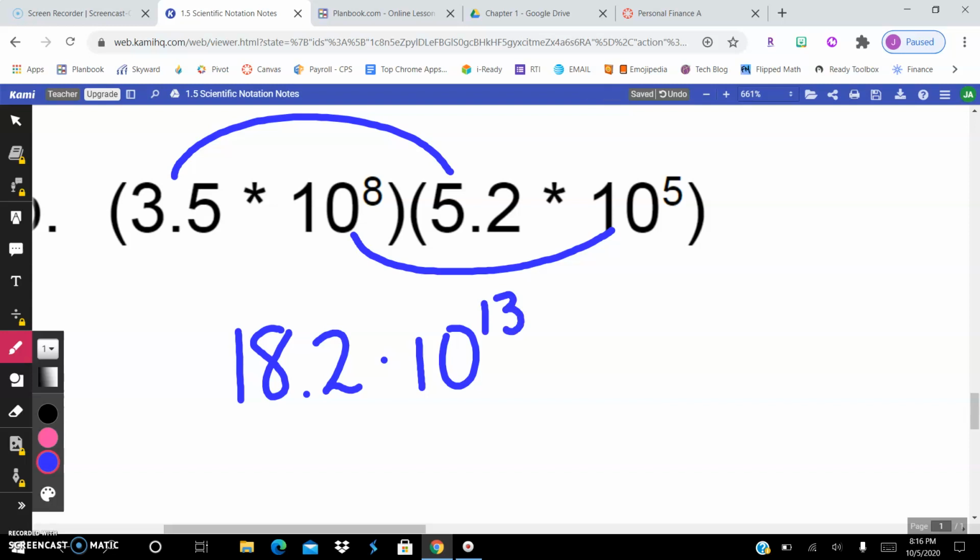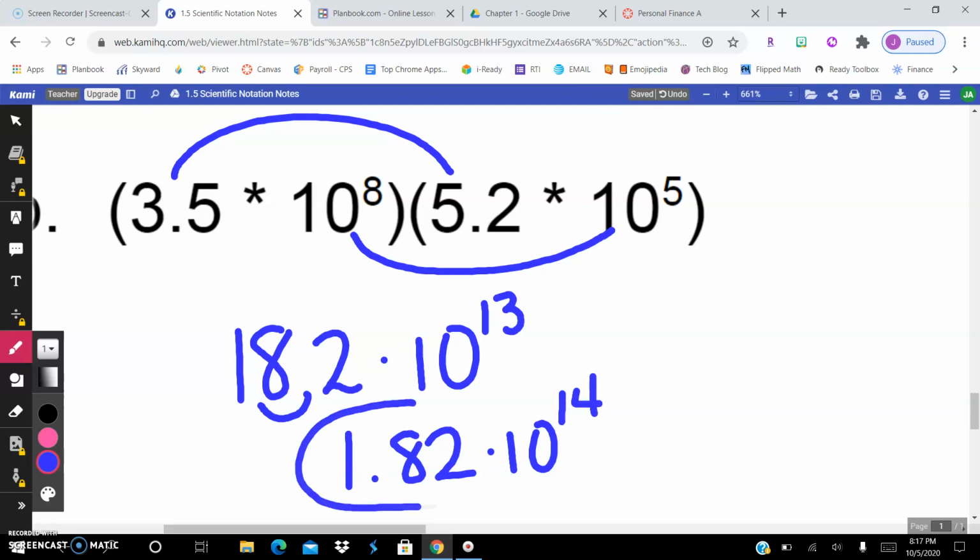Now we do have a problem here because our number 18.2 is not between 1 and 10. So we actually have to slide this decimal over one more place to the left. So we have 1.82 times 10. And we moved it one more. We are already at 13 spots slid over. So now we have to move it over 14 spots. So that is your final answer in scientific notation.